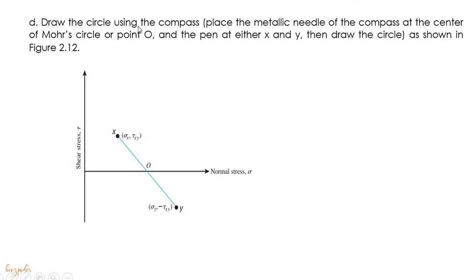So next is to draw the circle using the compass. So place the metallic needle of the compass at the center of the Mohr's circle or point O and the pen at either X or Y and then draw the circle. So this is the center of the Mohr's circle. And then from here, with the aid of your compass, you can now draw the Mohr's circle.